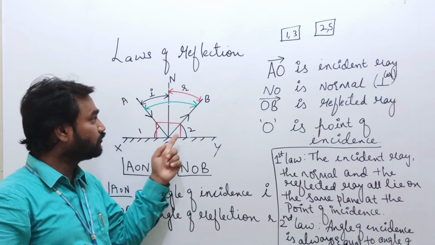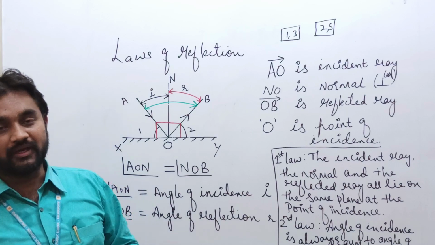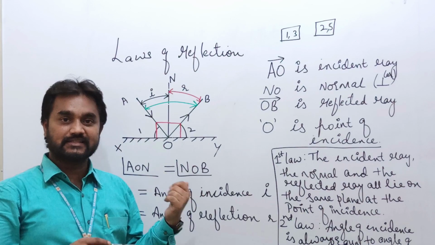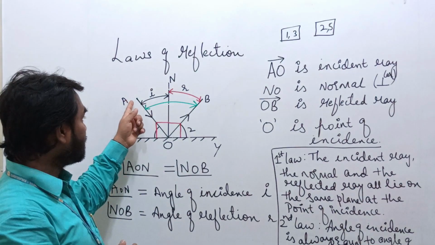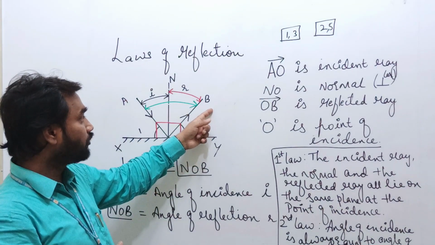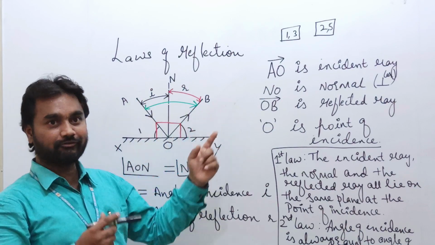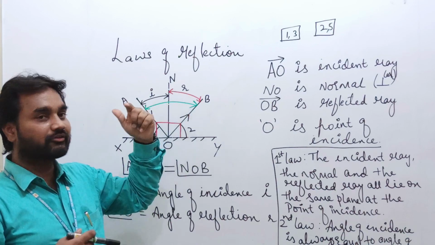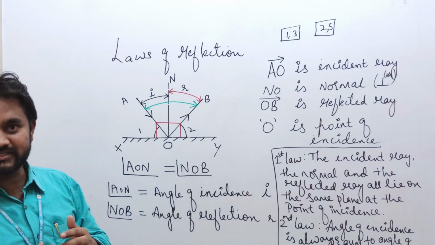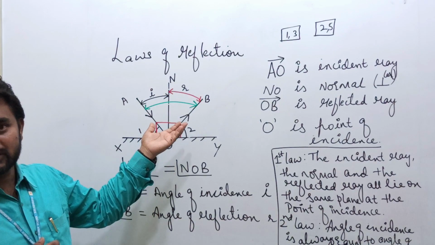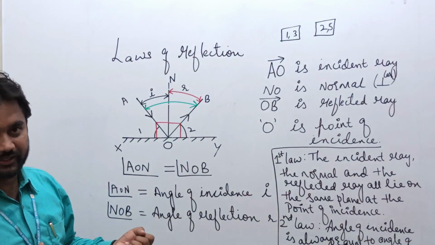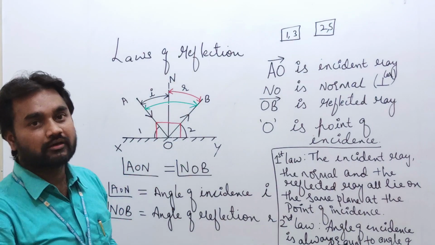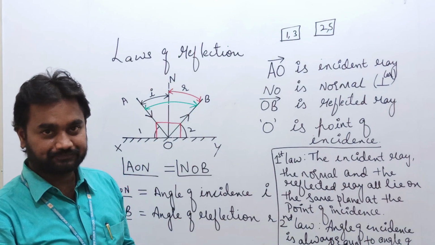If the angle AOB is 80 degrees, then what will be the angle of incidence? So what will you do here? Angle AOB is formed between the incident ray and the reflected ray. So if it is 80, then we know the angle of incidence and the angle of reflection are equal to each other. So 80 divided by 2 is 40. So the angle of incidence is 40 and the angle of reflection will also be equal to 40 degrees.